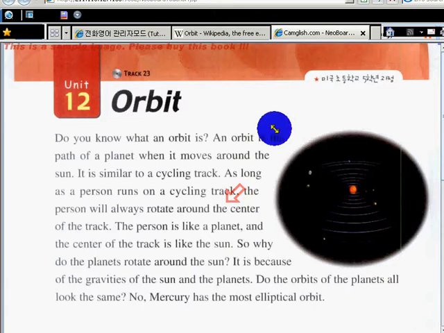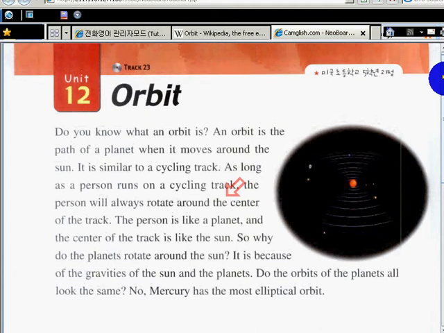Okay, now let's find out more about it as we read the passage. Please listen carefully. Do you know what an orbit is? An orbit is the path of a planet when it moves around the sun. It is similar to a cycling track. As long as a person runs on a cycling track, the person will always rotate around the center of the track. The person is like a planet, and the center of the track is like the sun.